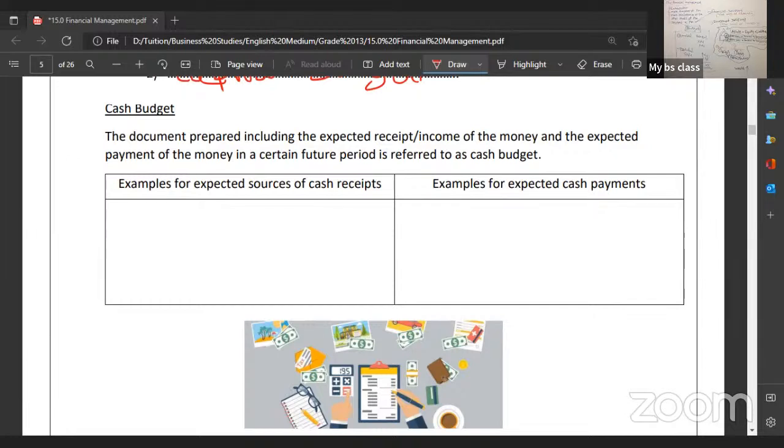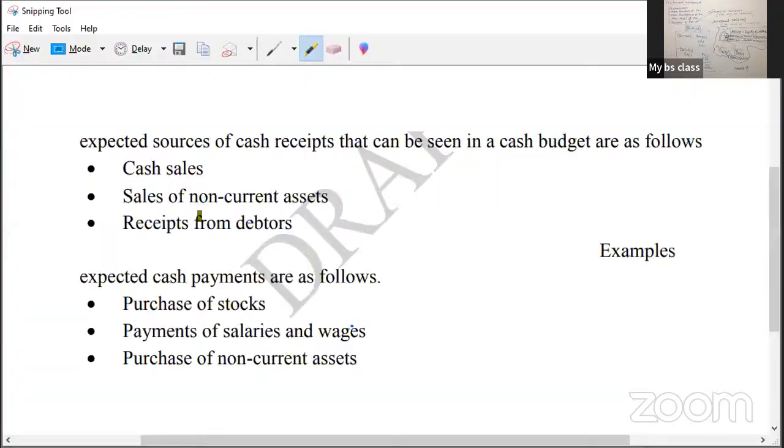Right, now let's see what are the sources from which you receive cash to your business. So shall we write the expected sources: cash sales, right? අපි දන්න sale එකක් cash basis, credit basis වෙන්න පුළුවන්. හැබැයි මෙතන අපි consider කරන්නේ cash sales විතරයි. ඒ වගේම sales from non-current assets. You might sell one of your distribution vehicles, one of your old machineries, right? So that is one source.